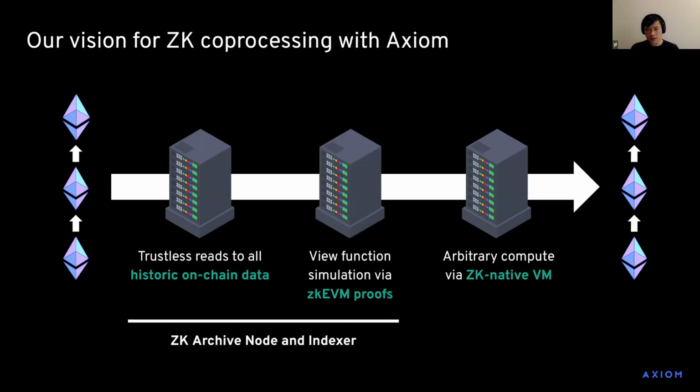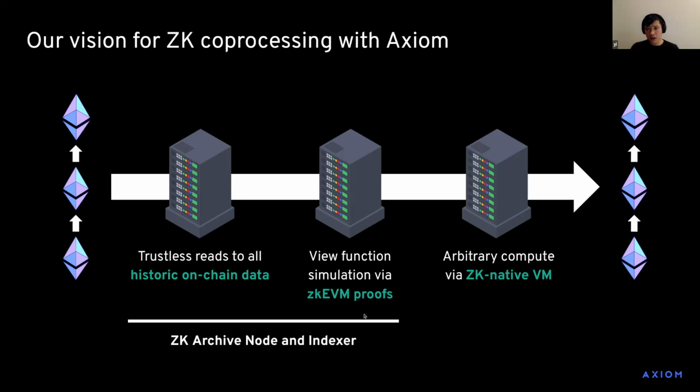So where do we think this is going? If we think about what's the optimal way to read from the history of Ethereum and then do compute on it, I think it actually comes in 3 steps. So the first step would be to add all historic on-chain data. So we're only missing the beacon chain, and we're in the middle of adding that right now.